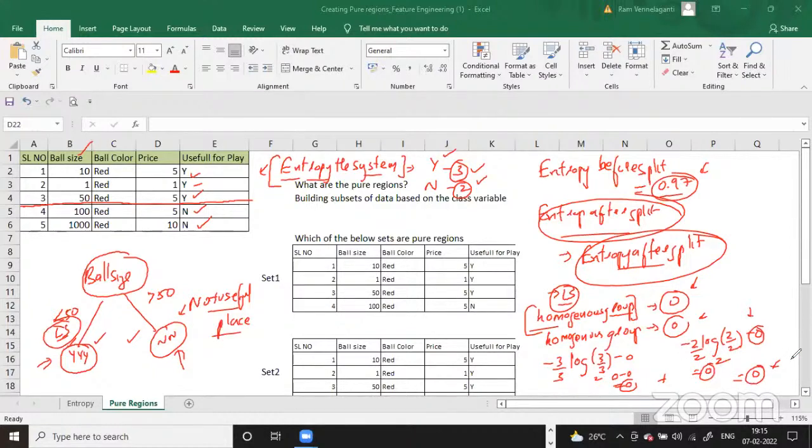So what is happening? You are able to reduce your entropy from 0.97, which is before split, to an entropy value of 0. You are able to completely eliminate the entropy, eliminate the confusion, when you consider the split ball size greater than 50 or less than or equal to 50. So like this, you are supposed to solve for it. Now, what is the information gain for your ball size? 0.97 minus 0.